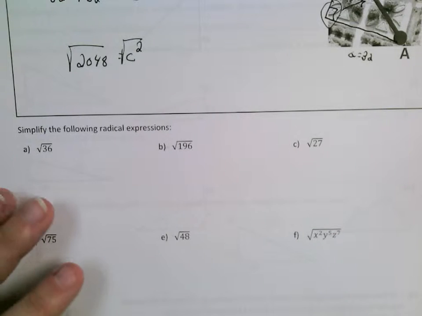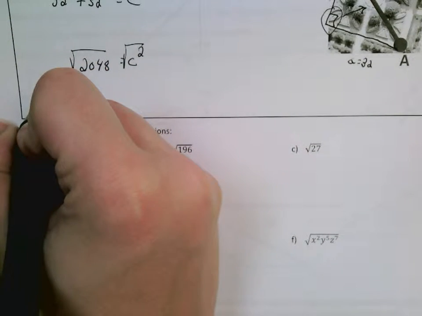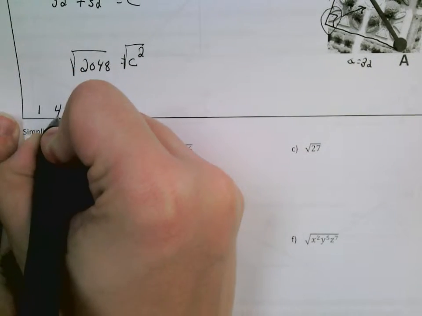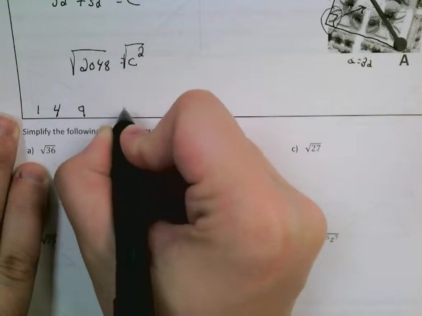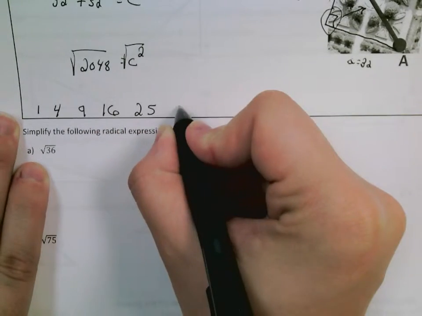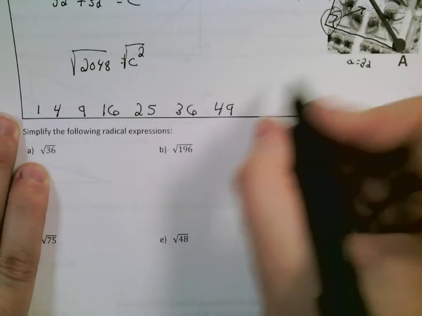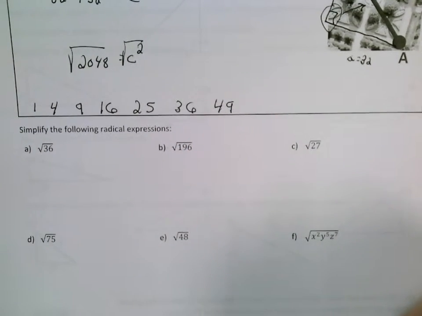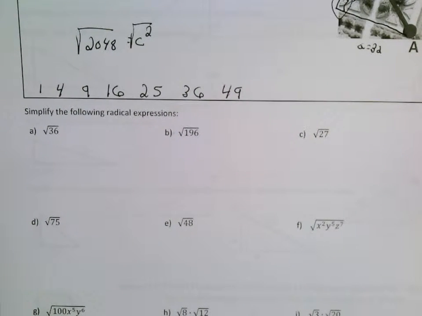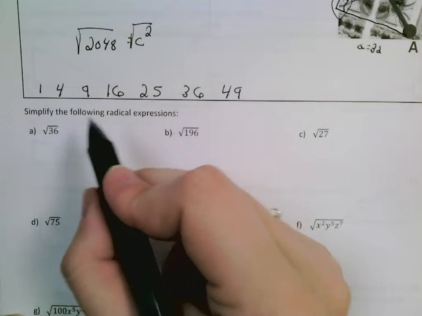If you want to practice writing some of them out, perfect squares are always itself times itself. So 1 times 1 is 1, 2 times 2 is 4, 3 times 3 is 9, 4 times 4 is 16, 5 times 5 is 25, 6 times 6 is 36, 7 times 7 is 49, and so forth and so on. You may want to practice writing those out. The reason I draw your attention to this is because when we do simplifying radicals, you always want to check to see if it's any of these perfect squares.